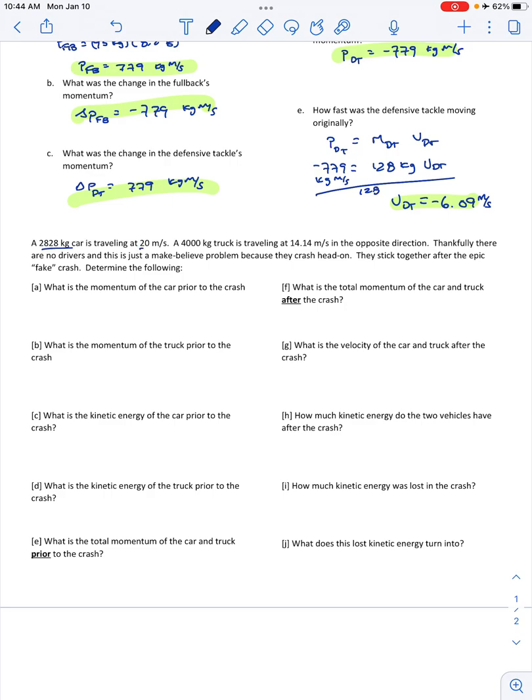A 28 kilogram car is traveling at 20 meters per second. A 4,000 kilogram truck is traveling at 14.14 in the opposite direction. Thankfully, there are no drivers. Make-believe problem. They stick together after the epic crash.